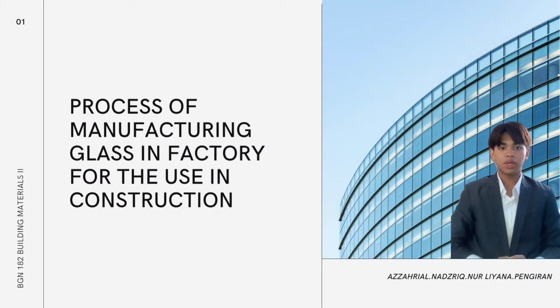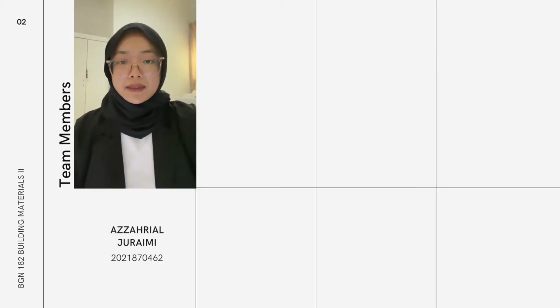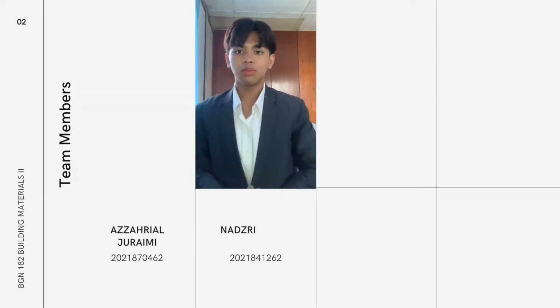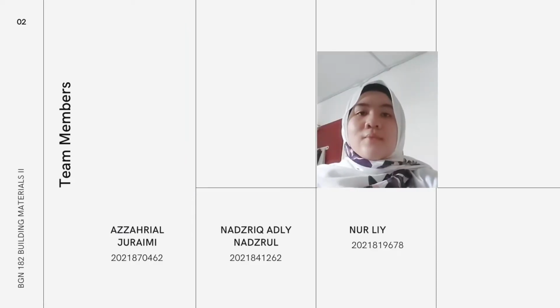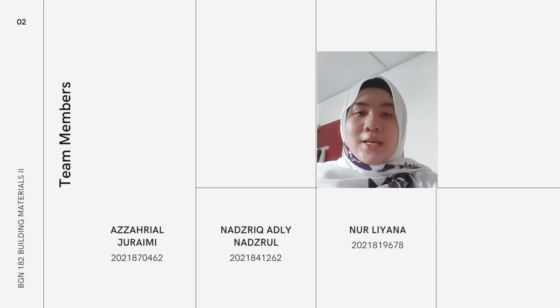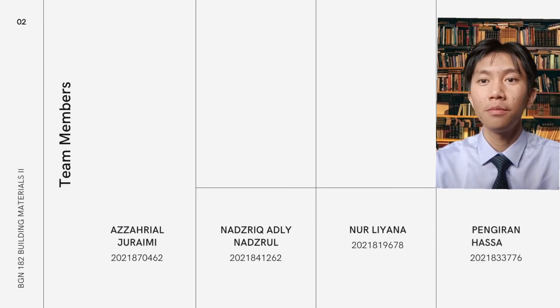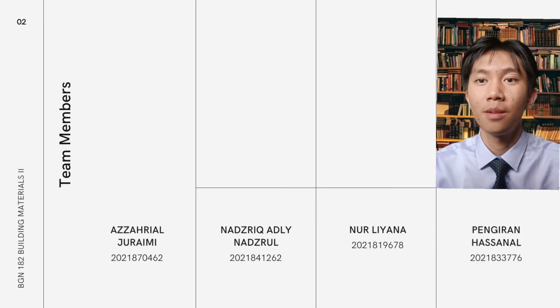Let me introduce you to my team members. I am Azzahrial. I'm from AP 162C. Assalamualaikum and hello everyone. My name is Nadzriq Adly Nadzrul bin Abdullah. I'm from AP 116-2C. Hi and Assalamualaikum. My name is Nur Liyana binti Burhanuddin. My metric number is 2021819678. Assalamualaikum, I'm Pengiran Hassanal Nadzriq bin Abdul Aziz.